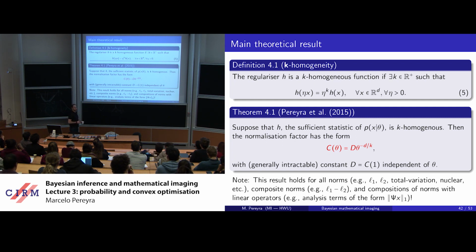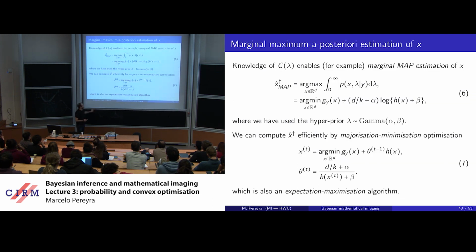So here I have my c of theta. And it works for all norms, L1, L2, L1 and L2, compositions, analysis priors, things like that. So maybe I don't need to do MCMC sampling at all. What I can do is, sorry, I forgot to replace theta again here. So, well, lambda is the regularization parameter.